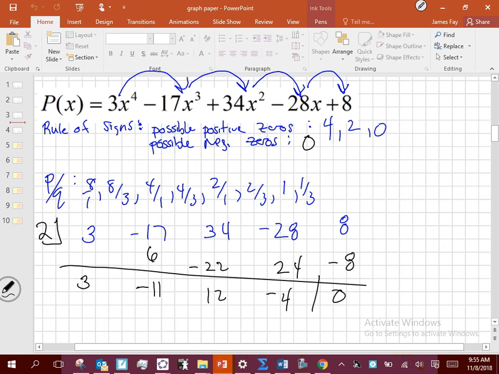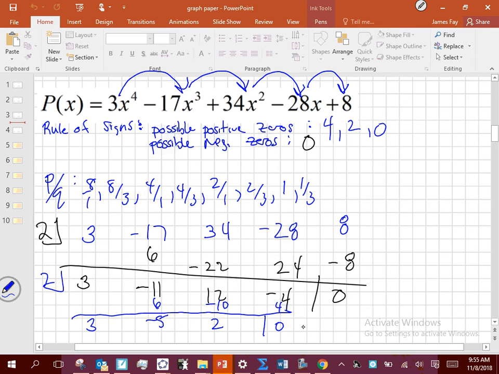Now, 2 was tangent to the x-axis there, wasn't it, in my picture? So what's that tell me? Yeah, it's going to work again. So let's bring that 3 down. Multiply gives me 6. Add gives me negative 5. Multiply gives me negative 10. Add gives me a positive 4. Multiply by 2 gives me 0, right? Okay.